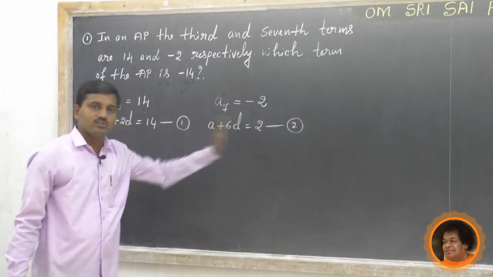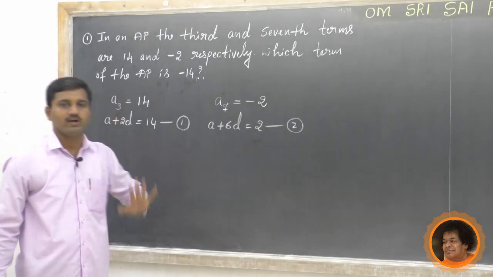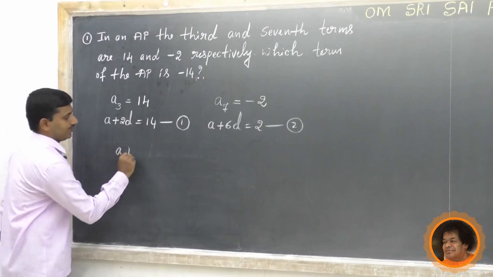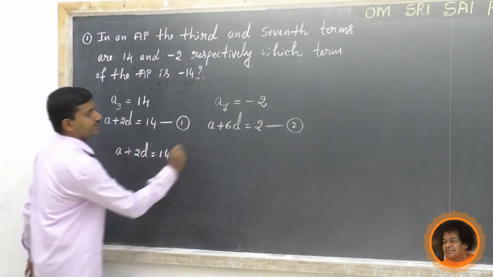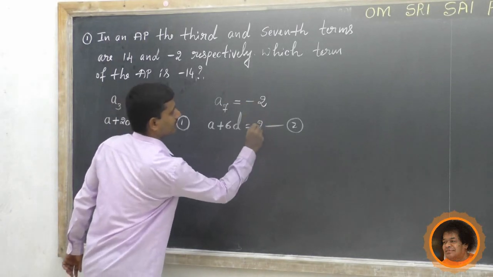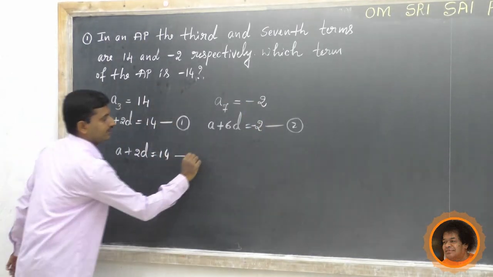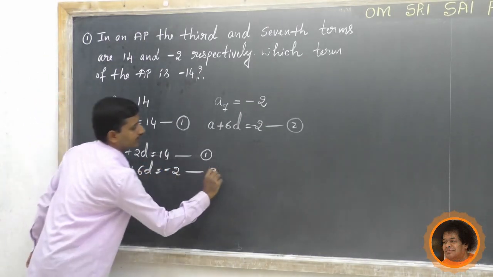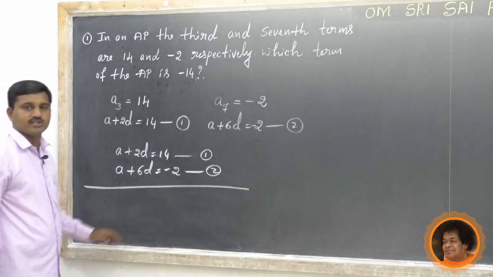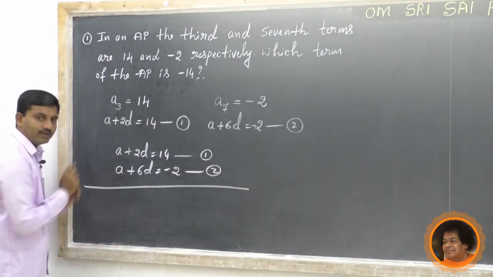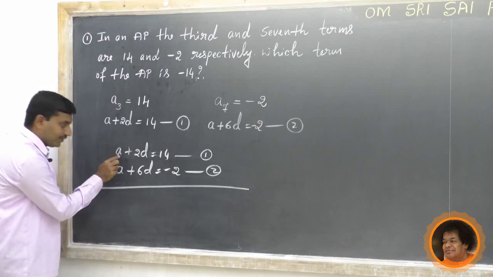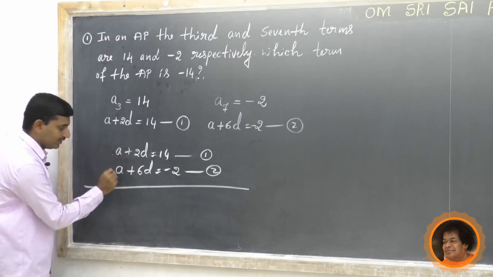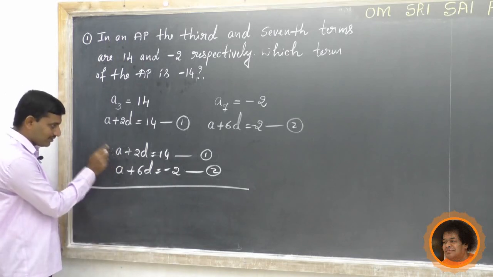Equation 1 and equation 2, on solving these two equations, we will get the value of the first term a and the common difference d. Here the equation 1, that is a plus 2d equal to 14, and the second equation a plus 6d equal to minus 2, equation 2. On solving these two equations by elimination method, eliminate any one of the variables. Go through the first variable, that is a, here also a. What is the numerical coefficient? Here the numerical coefficient is 1, here also 1. What about the sign? Sign plus, here also plus.